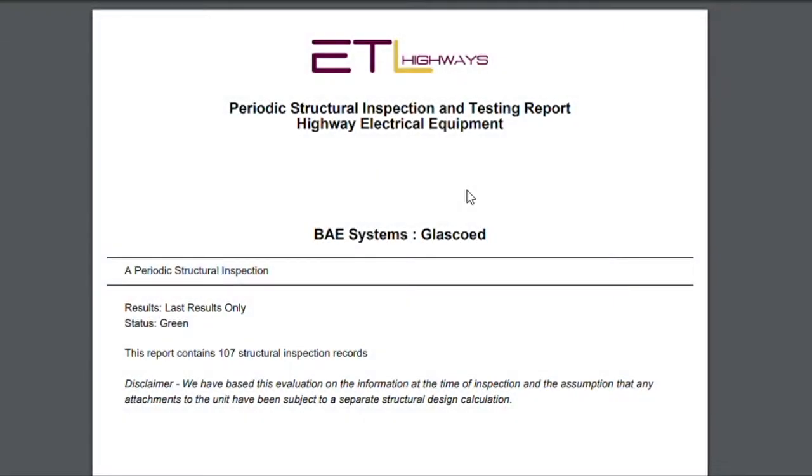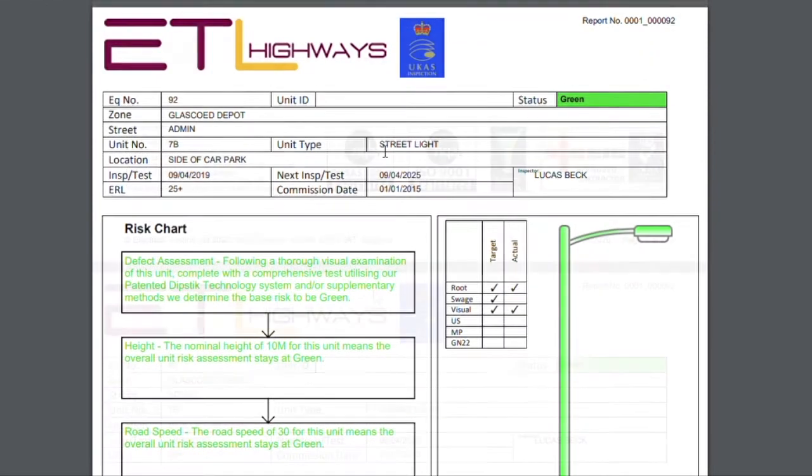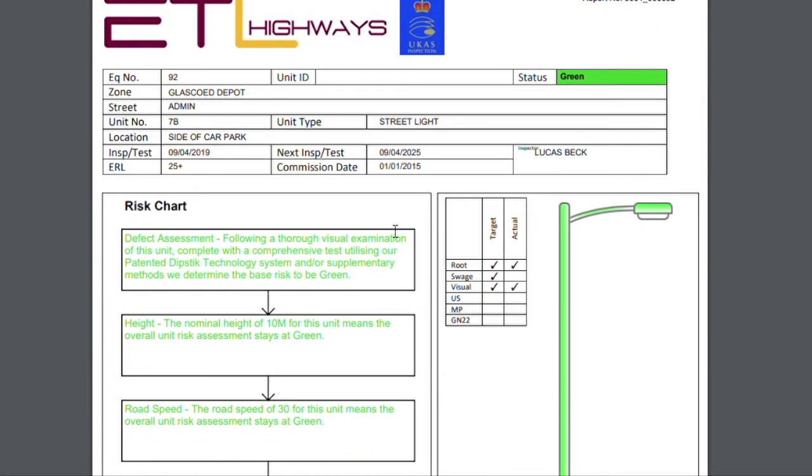The first page you're presented with is the periodic structural inspection and testing report for highway electrical equipment. We are looking at last results only, status green, and this report contains 107 structural inspection records. Here we're looking at the first report.